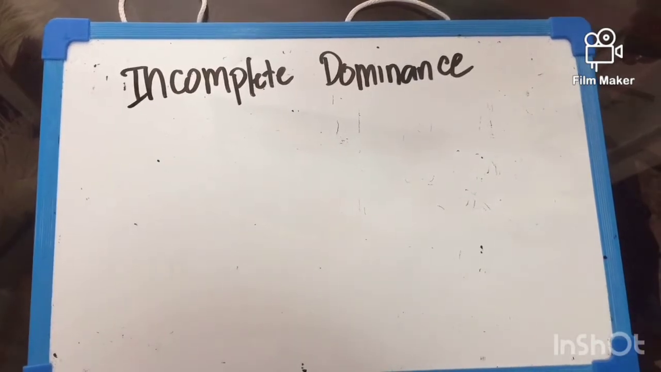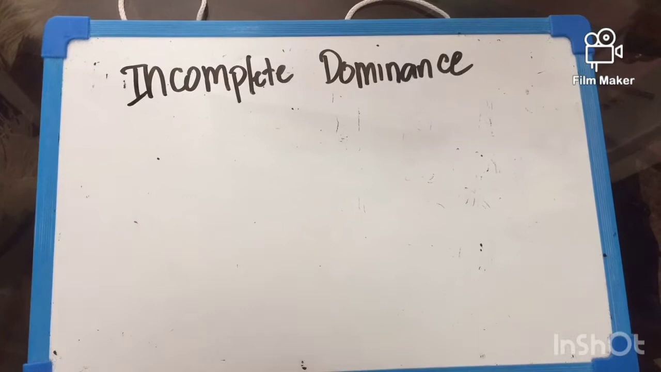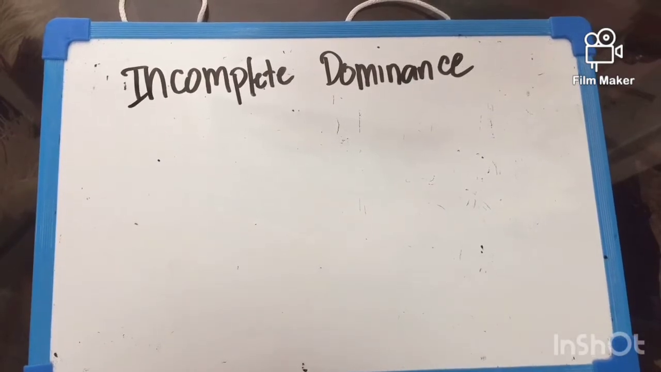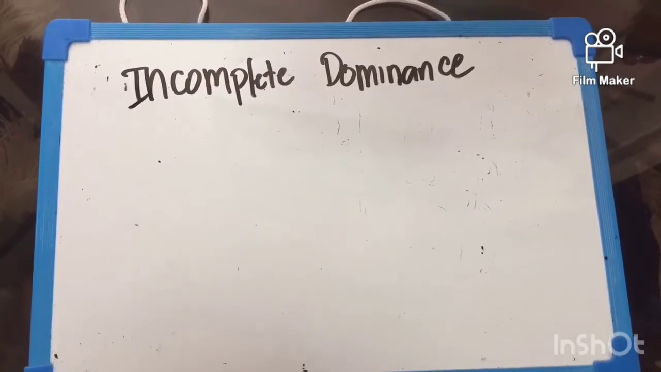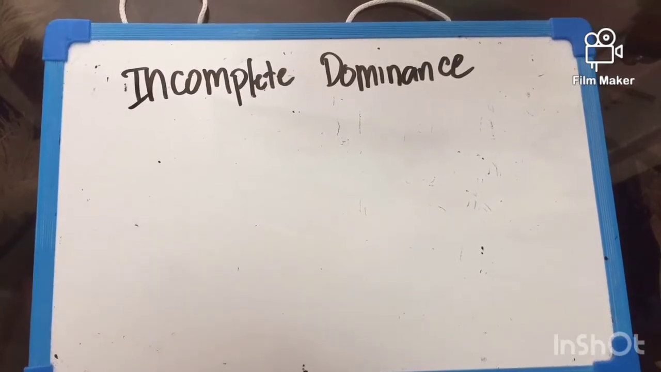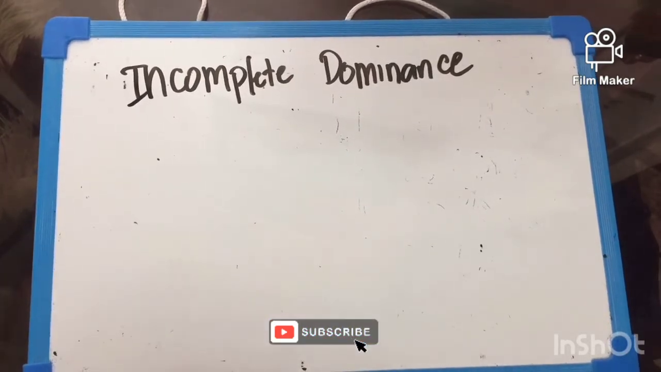Incomplete dominance. Incomplete dominance is a pattern of inheritance which does not follow Mendelian inheritance. It is also part of the non-Mendelian inheritance. In incomplete dominance, there is no dominant or recessive. Instead, it is the combination of both parents.